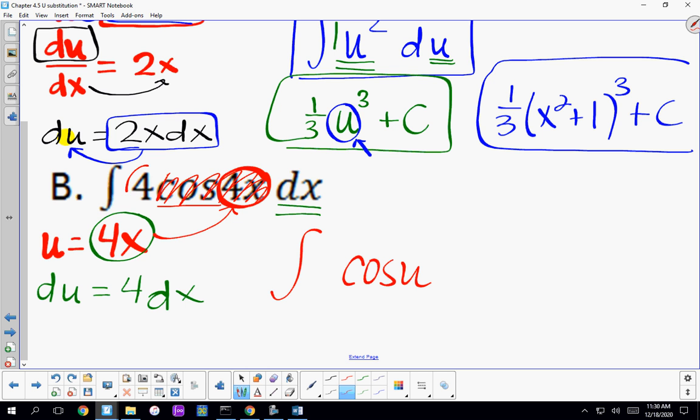I have a 4 and a dx. And I know that 4 times dx is equivalent to du. So both of those can go out and du can come in. And now we go ahead and integrate.